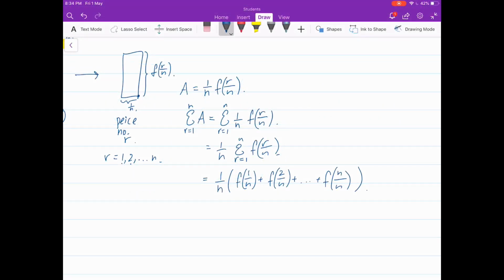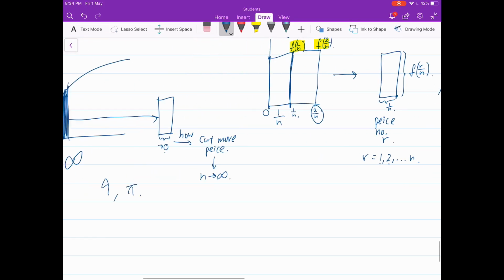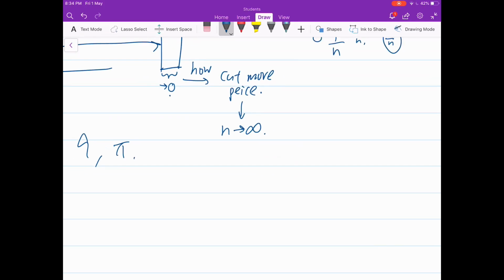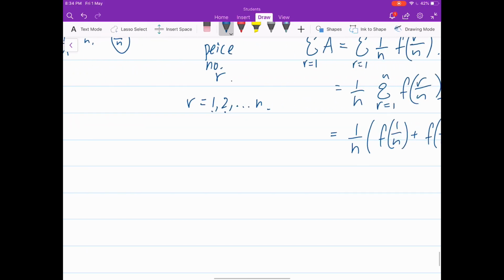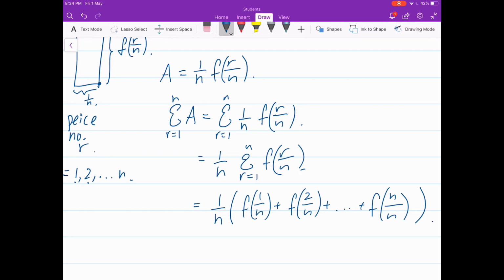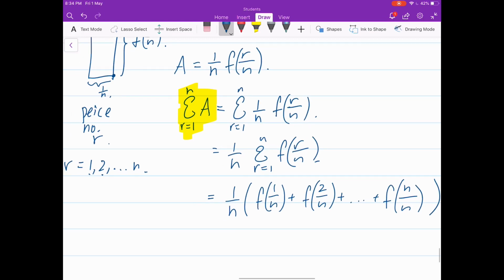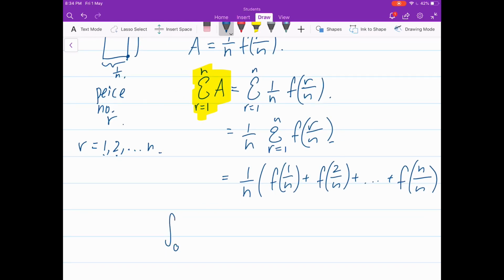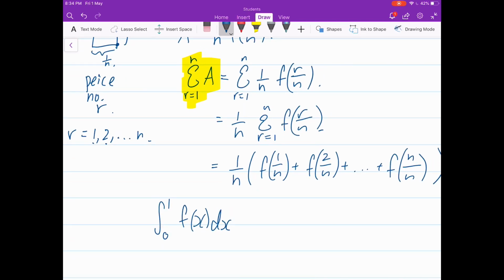So this is the total area. Now, remember that I told you if you can make n bigger and bigger and even bigger, then the total area would tend towards the area under the curve. So the summation of A that I have here gets very, very close to the integral from 0 to 1 of f(x) dx, when n tends to infinity.